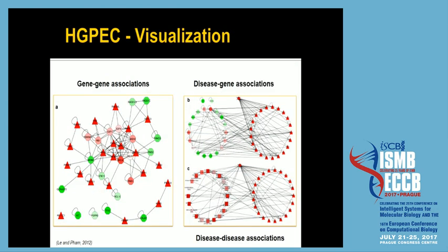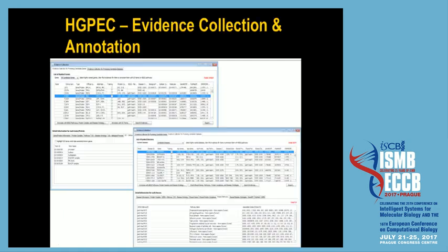Here are some functions of HGPEC. The first one is visualization. We can visualize any association between genes, between diseases, or disease gene associations, based on ranking and on the network topology. And here are the functions of event collection and annotation.